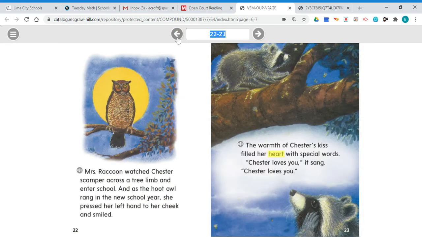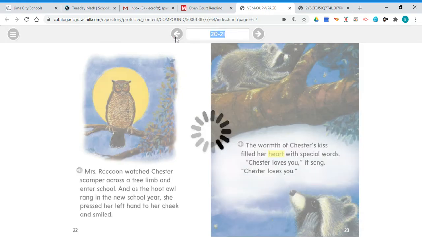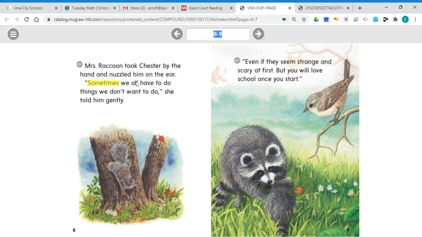Oh, that's the end of our story. And before I let you go, though, there are some vocabulary words that I wanted to talk to you about. I wanted to talk to you about the words sometimes, secret, interested, and around. And let me find our first word, sometimes. It was way back at the beginning of our story. There it is. And they've marked our vocabulary words with that yellow highlight.